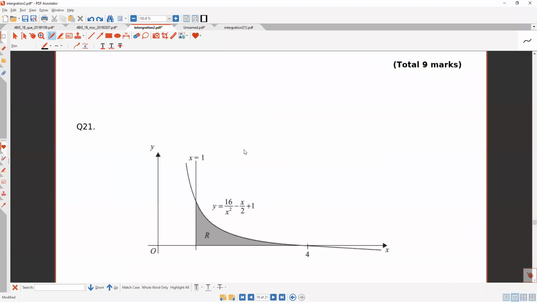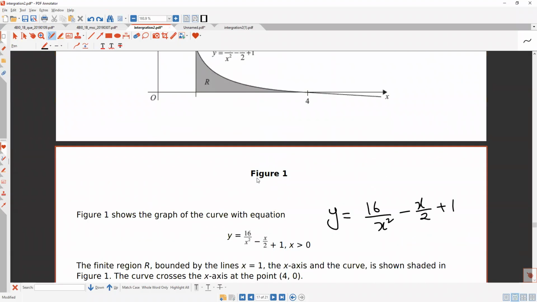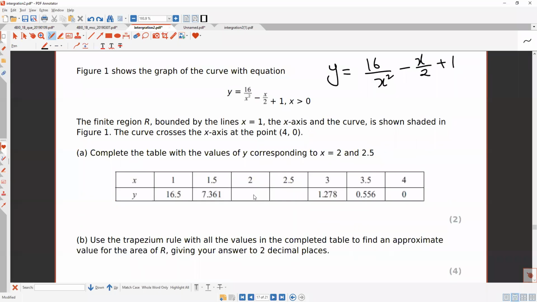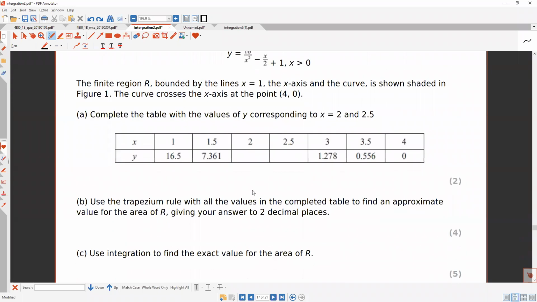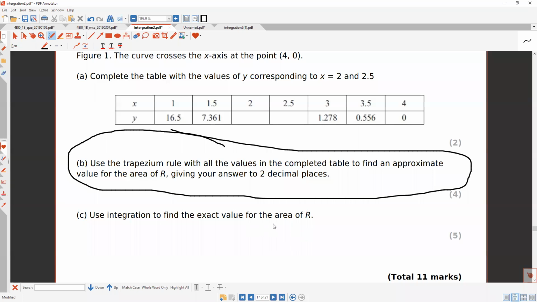Thank you. Okay, so this also, God's grace, really good, guys. You guys were able to do this A part and B part on your own. Now let's do C part. Use integration to find the exact value of area of R. Now see, here we use trapezium rule. Now we have to use integration to find the exact value of R.